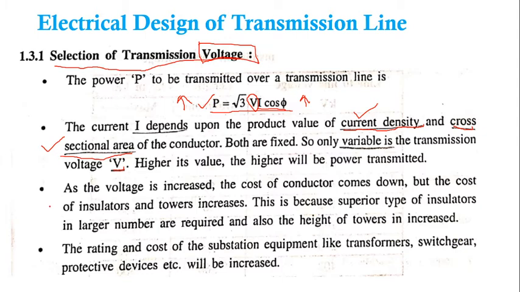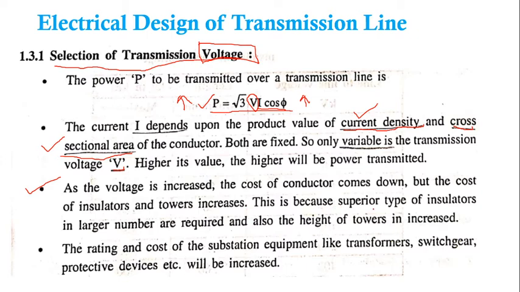Okay, so as the voltage is increased, the cost of conductor is going to come down, but the cost of insulator and tower is increased. Remember this term: as the voltage is increased, the cost of the conductor comes down, but the cost of insulator and tower is going to be increased.